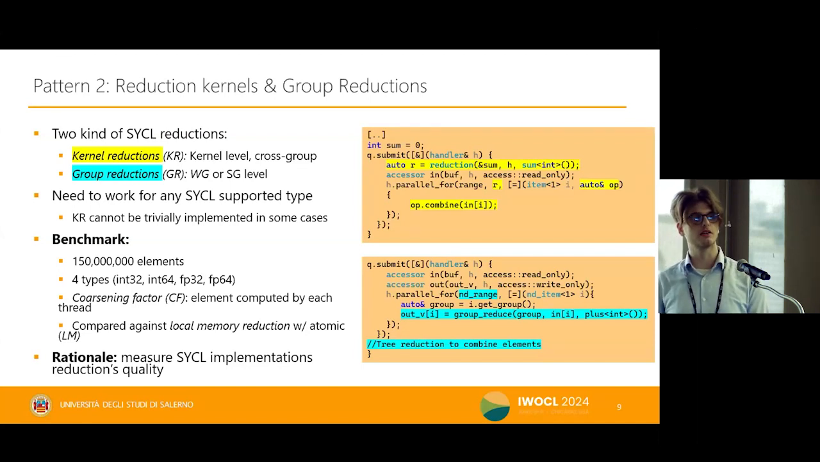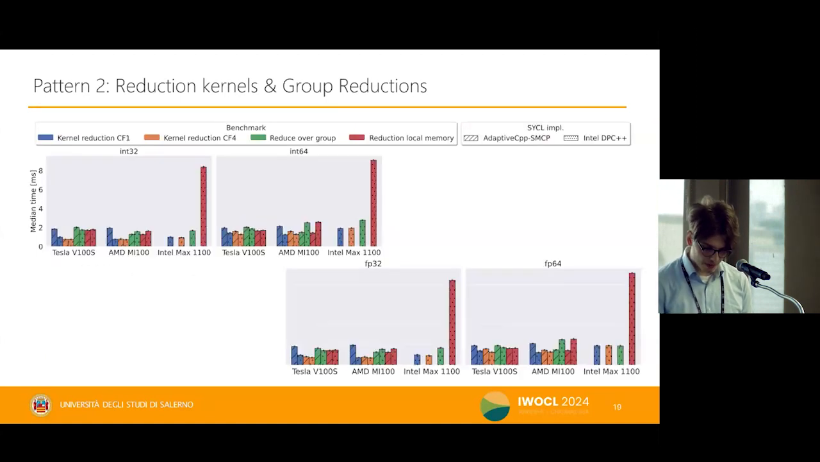SYCL-Bench originally didn't have a reduction benchmark, so we added one. In this case, the benchmark is basically a kernel reduction and a work-group reduction, parameterized with the coarsening factor, which changes the number of elements that are computed by each thread. We compare it against a local memory reduction using just an atomic at the end. So let's see some of the results here.